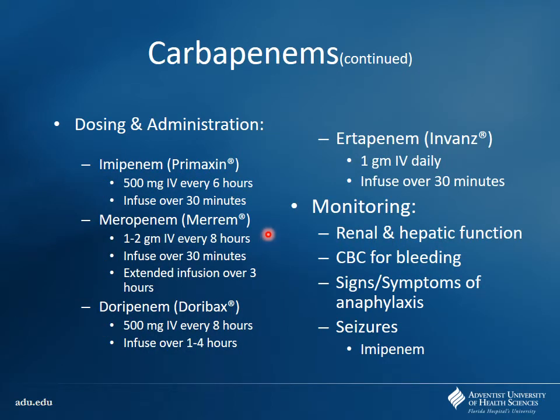So these do have to be renally adjusted, and this is actually really, really important, especially for this drug, imipenem, or Primaxin, mainly because if you have levels of that build up, you can actually have seizures develop from that. So again, that's another reason why I don't use that one very frequently. Meropenem, though, is really our go-to. I've actually never seen doripenem used in the hospitals that I've been in, but meropenem is certainly the go-to drug.